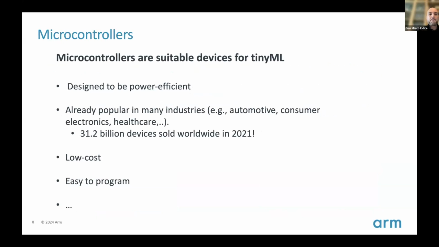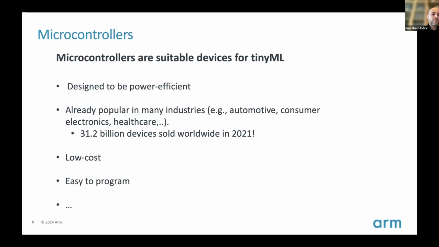Today, I'm going to talk mainly about microcontrollers because this is my area, but microcontrollers are not the only devices where you can have TinyML. That is the reason at the beginning of this presentation I mentioned low power devices. But this is the area I'm working in, and that is why I'm mainly focusing this presentation on microcontrollers. But why TinyML on microcontrollers? First of all, these devices are designed by nature to be very power efficient. This is their goal, to deliver computation in a very power efficient way.